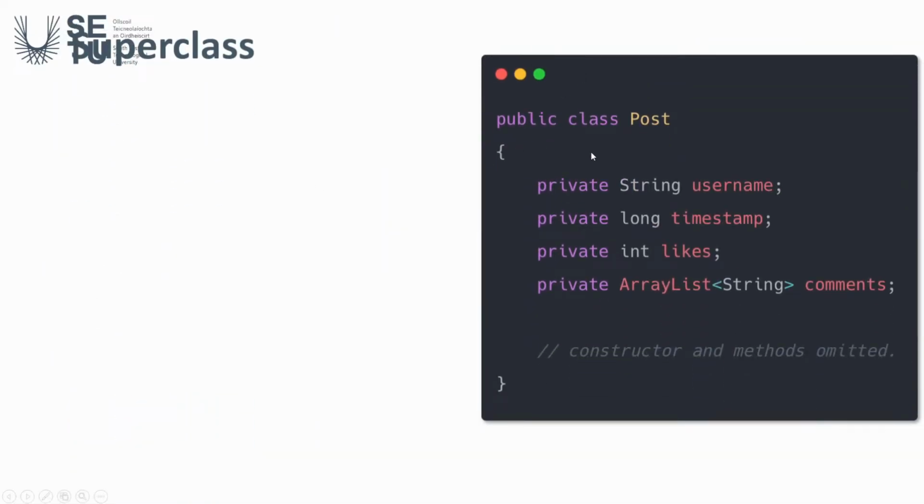So here's our class post. Remember we said we added in a few more things. We added in a timestamp. We added in this array list of comments. So each post is now going to have a username, a timestamp, likes, and an array list of comments. That's like your thread with all of the different information that's going to be added in.